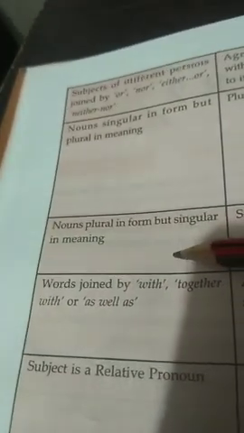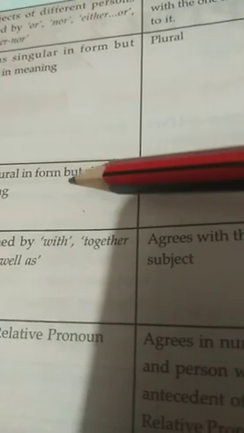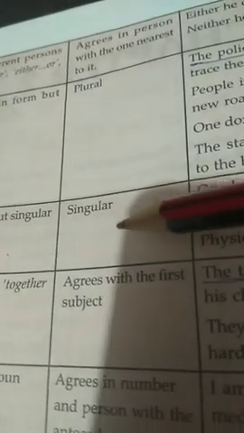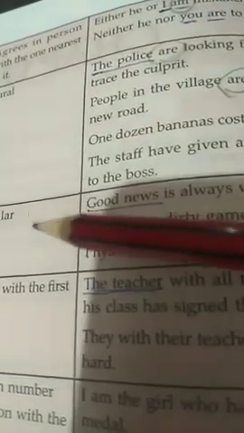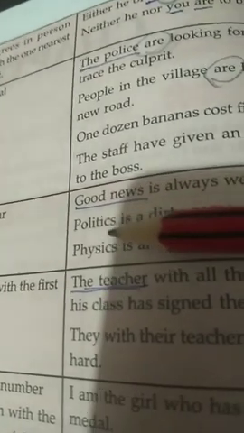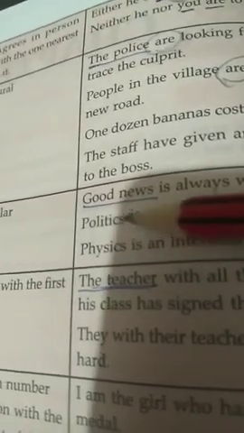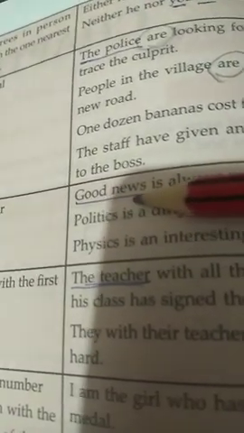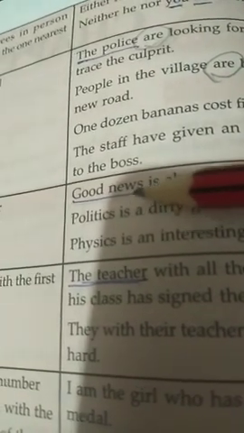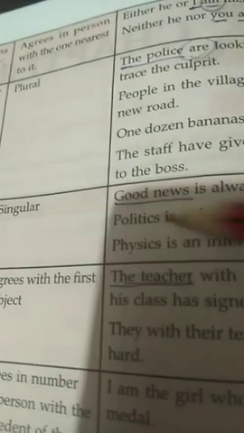Now come to the next rule, rule number 11. Nouns plural in form but singular in meaning. It takes a verb in singular form. The number is singular. Nouns plural in form, for example, good news. Though it is plural in form, in meaning it is singular. So it takes what? A singular verb after it.